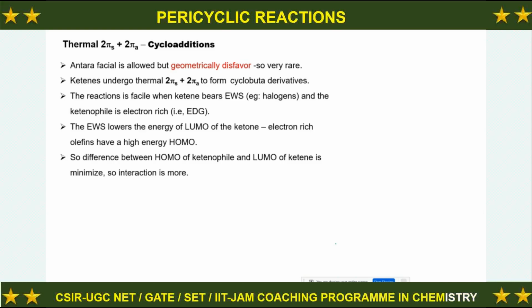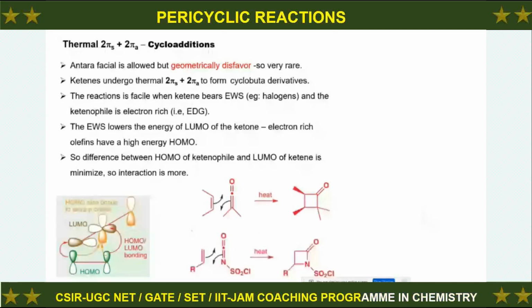So now the electron withdrawing groups in the ketene will lower the energy of the LUMO of the ketene. Then the electron rich olefin has the higher energy HOMO. Now the overlap between the higher energy HOMO of an olefin and the lower energy LUMO of a ketene can happen easily. So under thermal conditions also we can make it favorable. So this is the one exception. So this is very minimized. So the interaction is more.